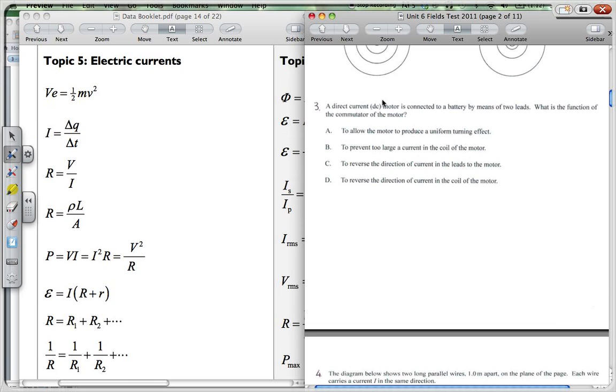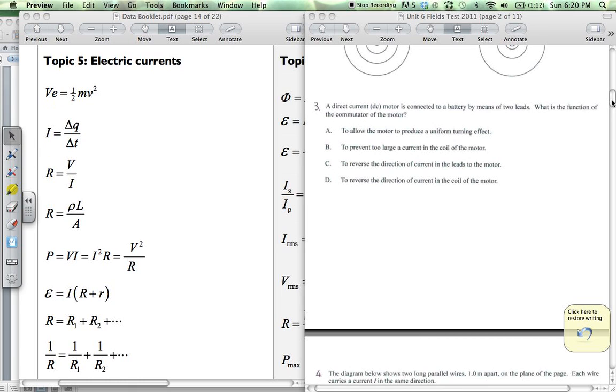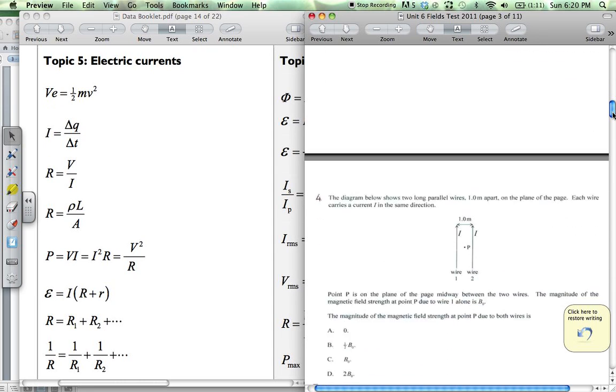Question 3. A direct current DC motor is connected to a battery by means of 2 leads. What is the function of the commutator of the motor? Now, the commutator, as can be seen, is what is linked to the wires to cause a reverse in the direction of the current in the coil of the motor. So as it swings over, the current reverses, and so it can maintain its rotation. So it's D for that one. If you want further explanation on that, I'll be happy to help you with that.